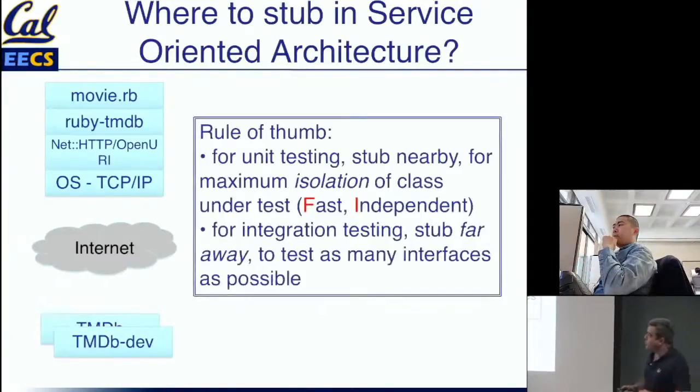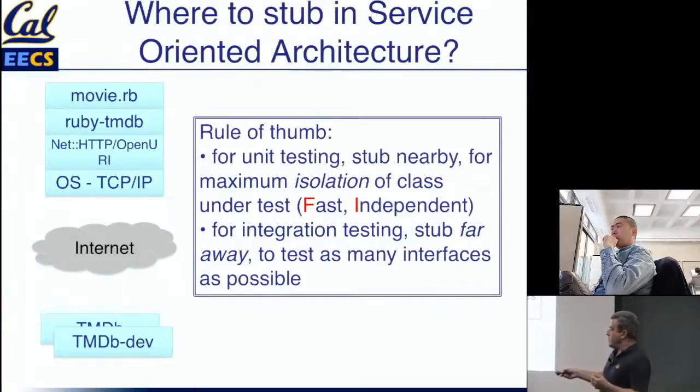So the rule of thumb, I guess, my guideline, is I stub as close as I can to the top of the stack for unit tests, right? Because I'm trying to isolate as much as possible. I stub closer to the bottom of the stack for integration testing because I want it to be as realistic as possible. So if I'm really going to call the TMDB database, I'd like to get all the way up to the point right before I call it and make sure that my call looks sane.